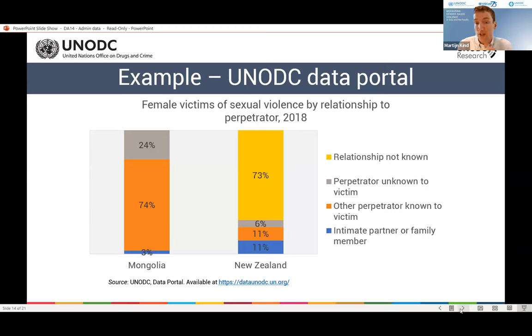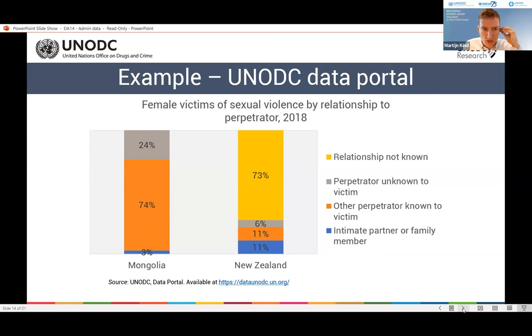In New Zealand, for example, we see that the relationship is often not known. And in Mongolia, in almost 80% of cases, we can see that the perpetrator is known to the victim. It's either a friend or a family member or an intimate partner. I would caution against direct comparison of countries, but just to give you an idea of the kind of data that you can collect here.